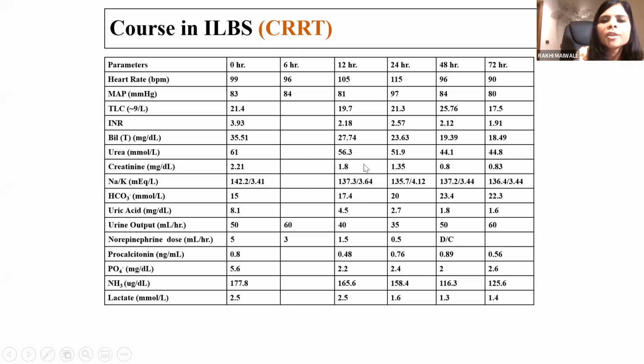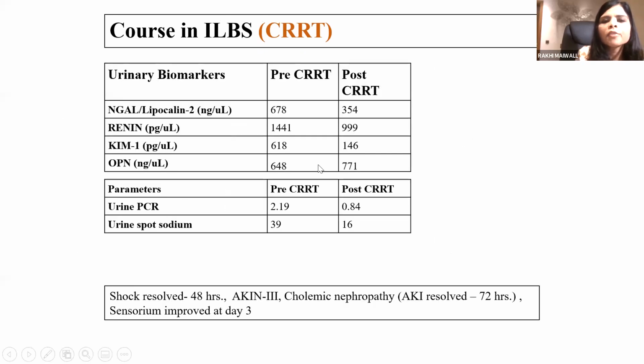So in this particular patient, we started him on CRRT after doing the plasma exchange. And we can see here the course of parameters. By day 4, his norepinephrine had tapered off. He had improvement in all the parameters. There was an improvement in NGAL and all the renal biomarkers. Osteopontin had shown an improvement. The urine PCR had shown an improvement, and so the shock had improved at 48 hours.